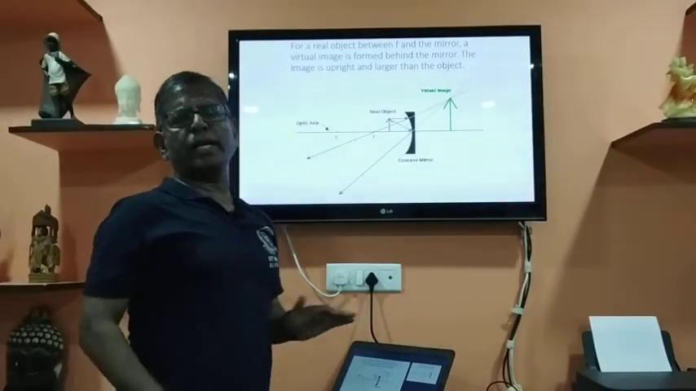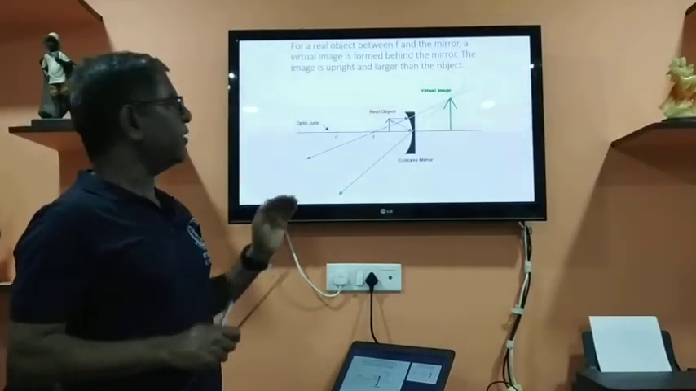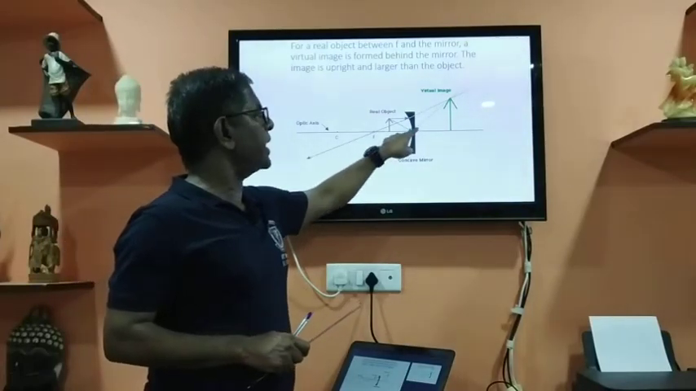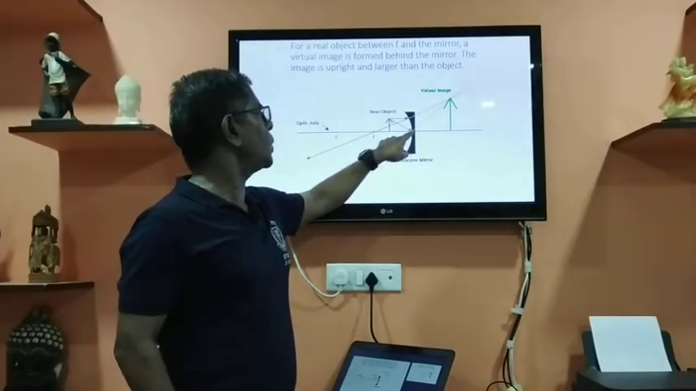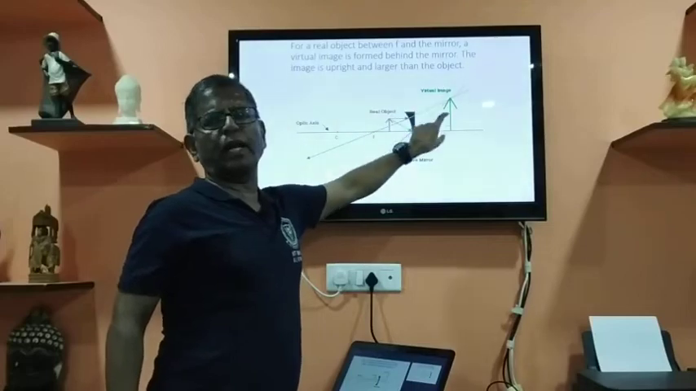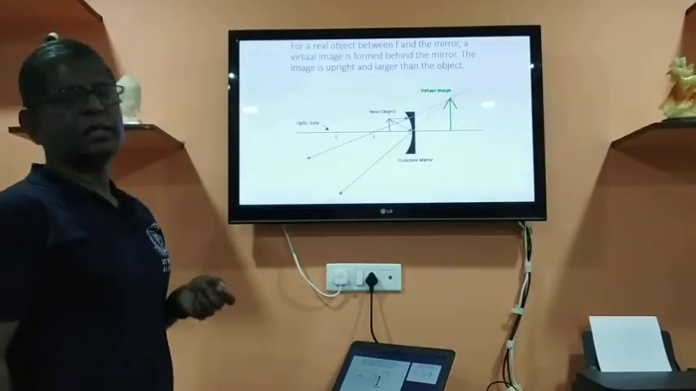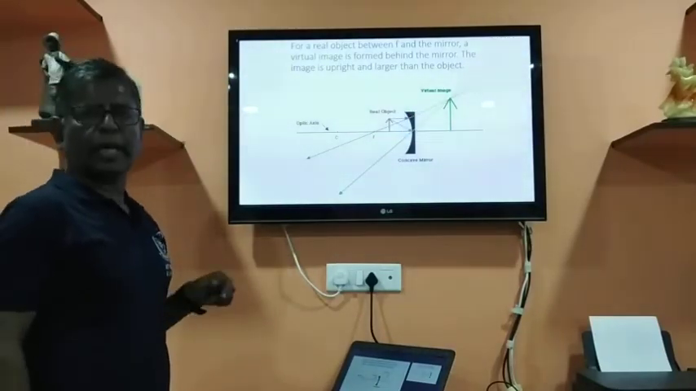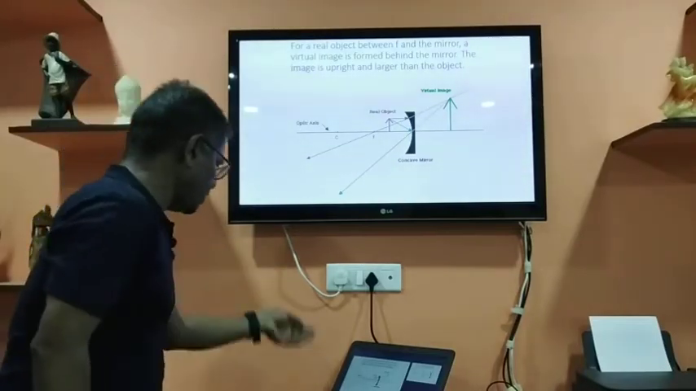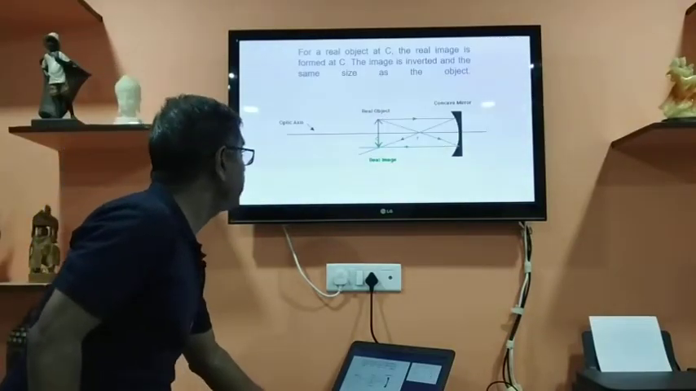So in a concave mirror, you can find out if the object is kept between the focal point and the principal axis at the pole, the image formed is virtual and it is enlarged. So you can complete the other positions of the object and complete your activity.